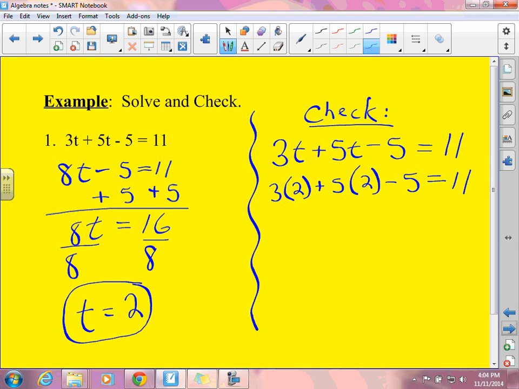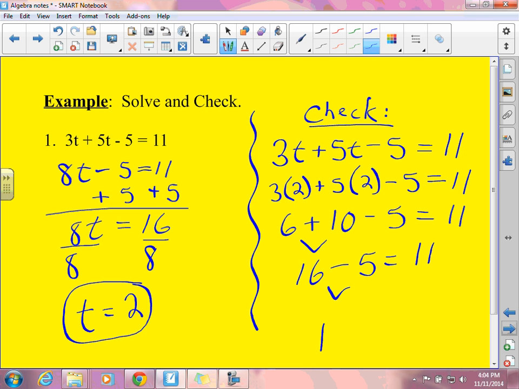All right, now what we're going to do is we've got our Please Excuse My Dear Aunt Sally, kind of by order of operations. So we're going to multiply. So 6 plus 10 minus 5 equals 11. Addition, subtraction from left to right. So I'm going to go 16 minus 5 equals 11. And I end up with 11 equals 11. And you're going to notice that it checks.